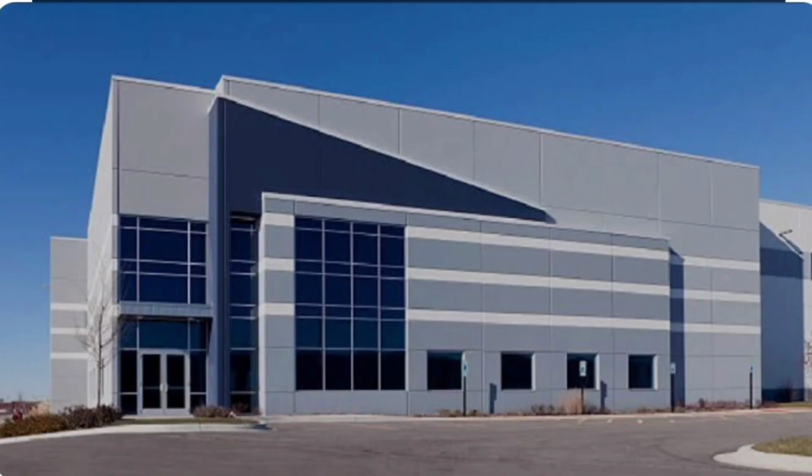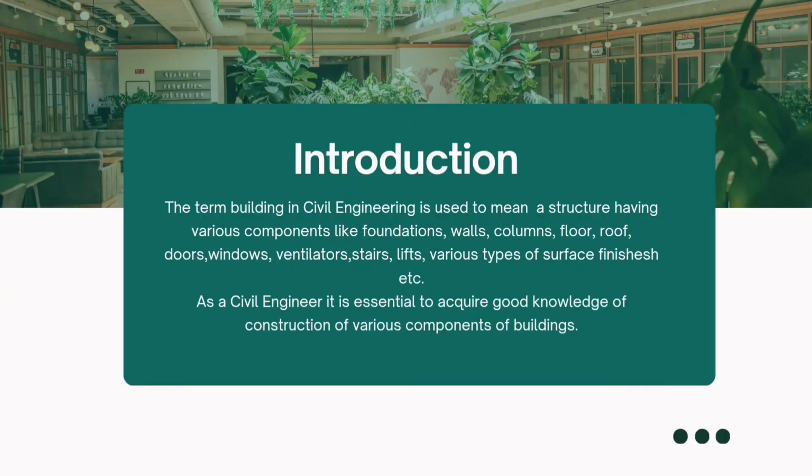So let's start. The term building in civil engineering is used to mean a structure having various components like foundations, walls, columns, floor, roof, doors, windows, ventilators, stairs, lifts, various types of surface finishes, etc. As a civil engineer, it is essential to acquire a good knowledge of construction of various components of buildings.